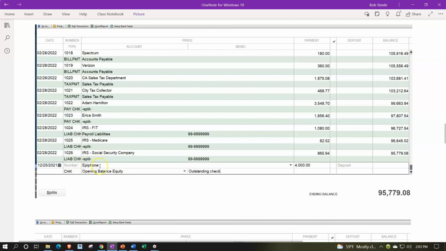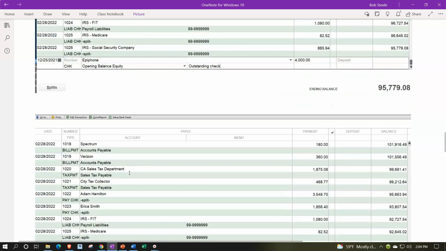So I'm going to add this. I'm going to say it's Epiphone. I'm just making up who we paid. $4,000. It's going to go to opening balance equity, or it might be income if it was an expense account. But just like when we've talked about the beginning balances, because this happened before the cutoff, January 1st, 2022 in this case, it's not going to mess up the income statement, right? It's just going to be a balance sheet type of thing, because even if it hit the income statement, it would roll into the equity account.